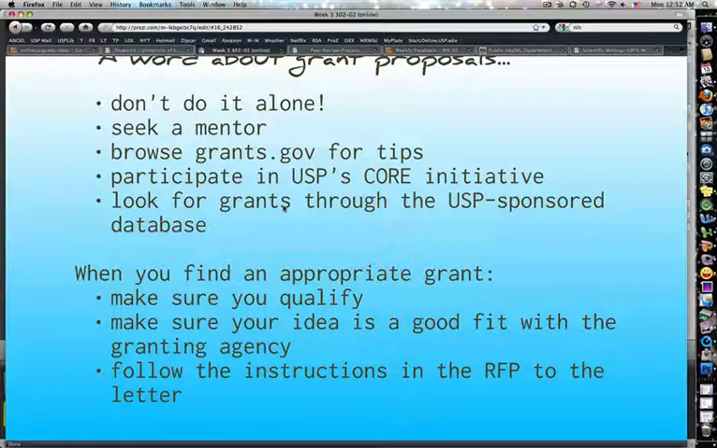And when you find an appropriate grant, you have to make sure you qualify, that you're the appropriate recipient for that grant, and that your idea is a good fit with the granting agency. For this, you're going to have to research what the granting agency's objectives, outlook, and goals are, and what kind of policies the agency endorses. In other words, you have to know your audience and try to fit with their goals. And finally, you have to follow the instructions in the request for proposals or request for applications, RFP or RFA, to the letter.